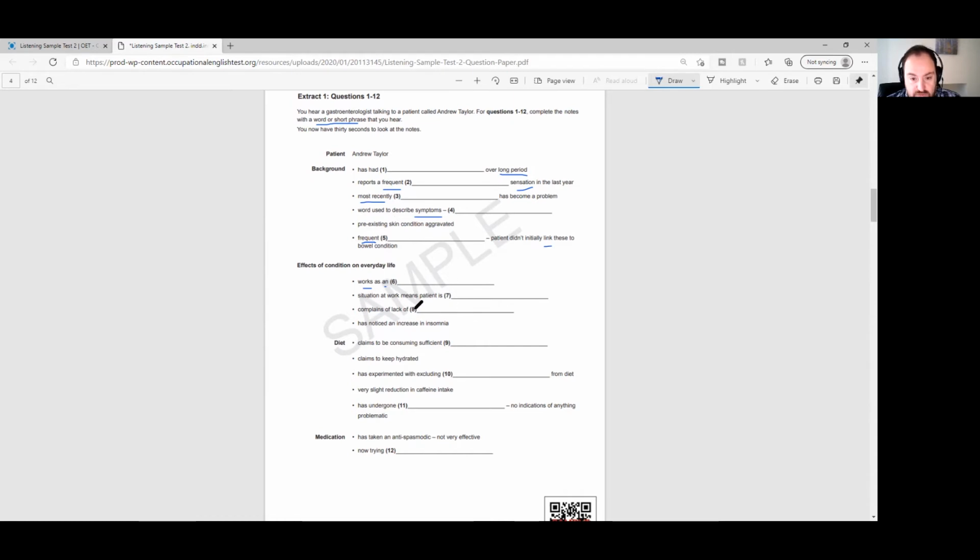Okay, so next one, situation at work means patient is what? We're going to look for an adjective here. Situation at work, and we've got is, so it's probably going to be some kind of adjective. Might not be, but it could well be here. We're listening to how this affects his work, that is the key thing here.